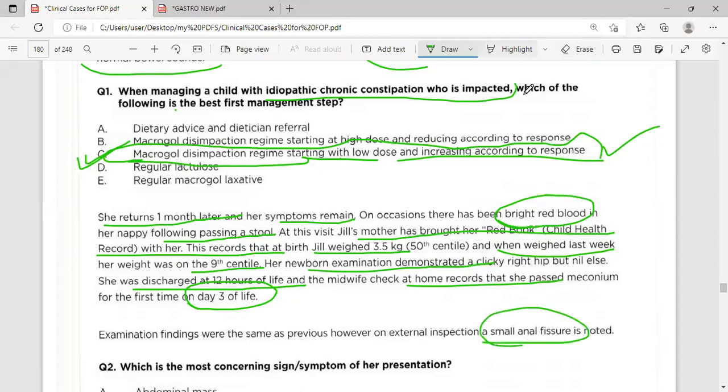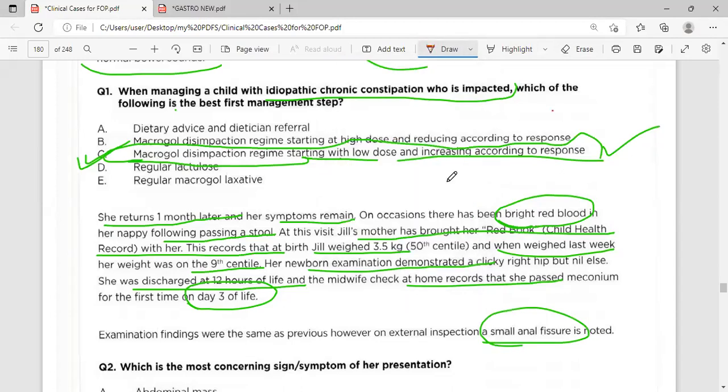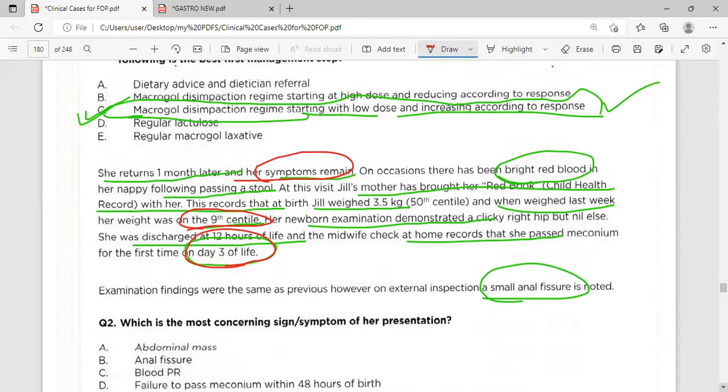So what do we have here? We saw her after 1 month. She is coming to us. We have disimpacted her, and now she's still coming with the same symptoms of constipation. Along with that, we saw her growth, which is showing failure to thrive. The third thing is that there was a history of delayed passage of meconium. Now your differential diagnosis of Hirschsprung disease can be used here, because chronic constipation with delayed passage of meconium is a case of Hirschsprung disease.